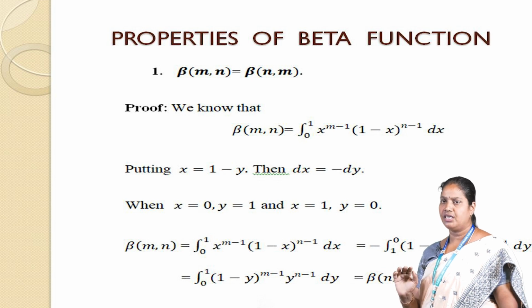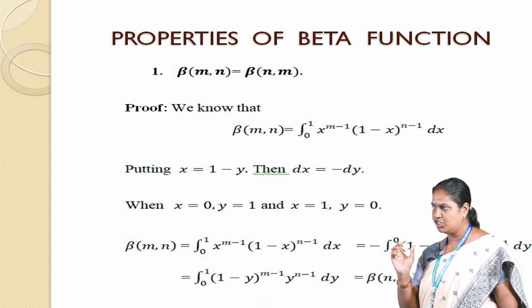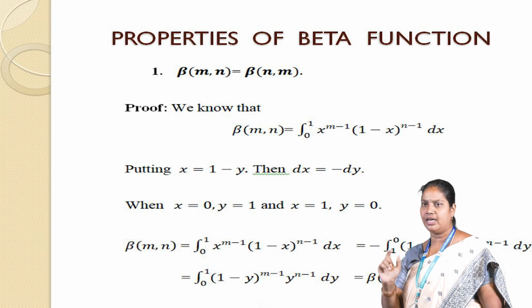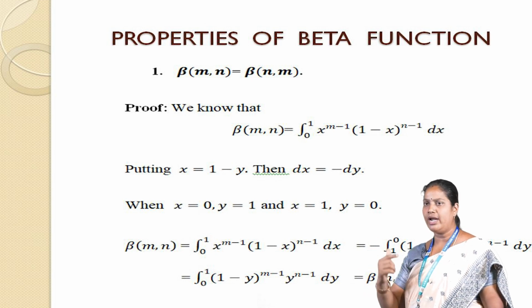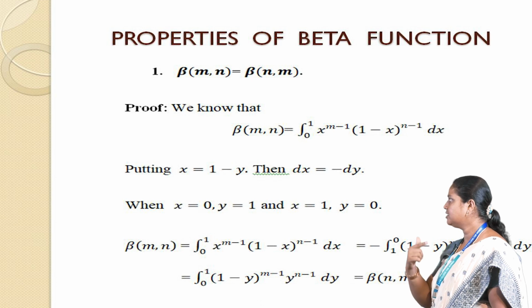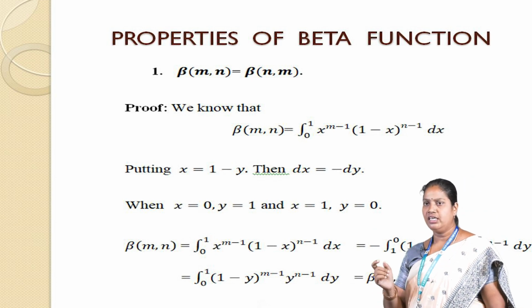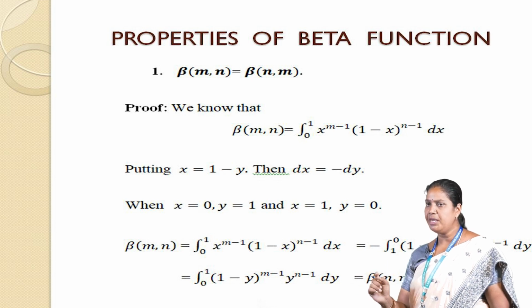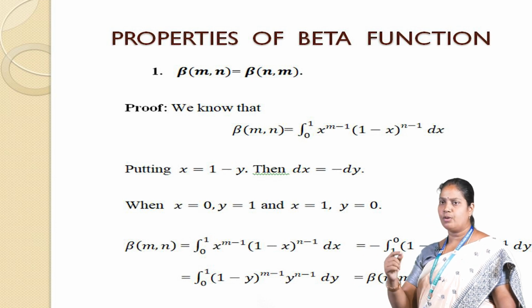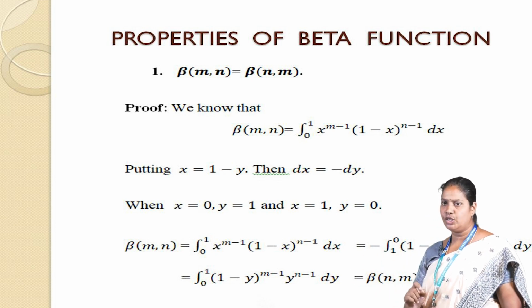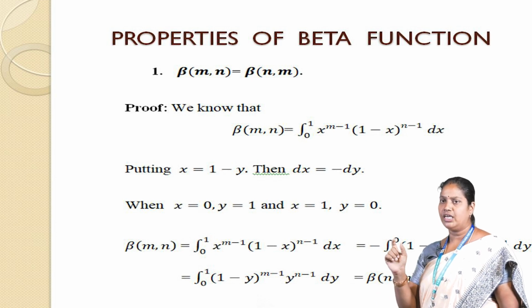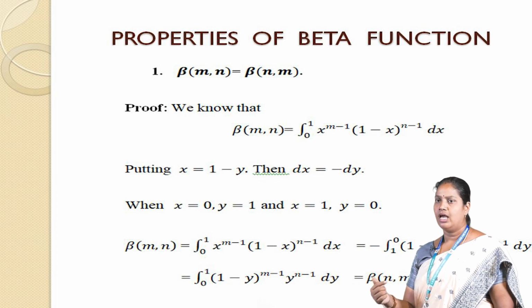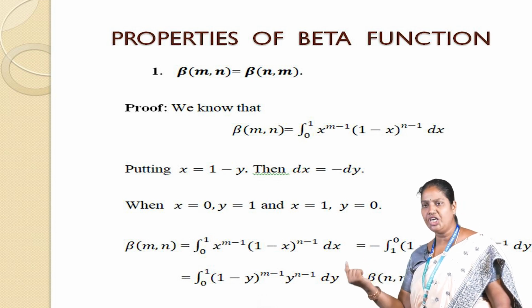The proof of this property is: we know that from the definition of the beta function, beta of m comma n is nothing but the integral 0 to 1 x power m minus 1 into 1 minus x whole power n minus 1 dx. Here, putting x equal to 1 minus y, then dx will be minus dy and y will be 1 minus x. Now we will see about the limits. The lower limit is 0. When x equal to 0, if we substitute in this expression x equal to 1 minus y, we will get y equal to 1. And if x equal to 1, then we will get y equal to 0.